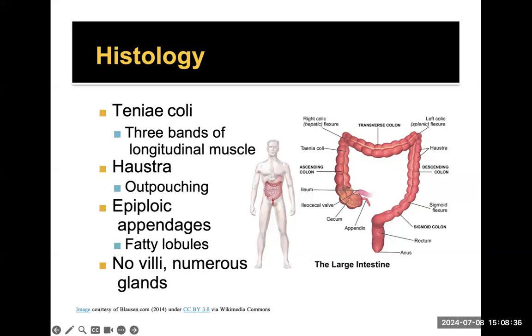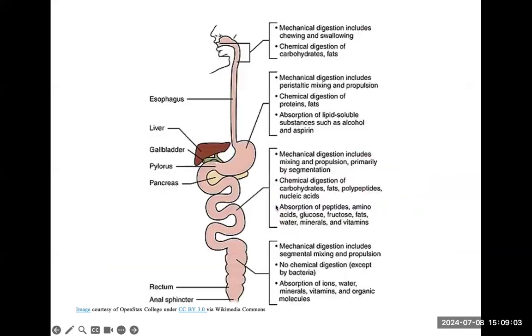Histologically speaking, in the large intestine, you have this band right there that you call the taenia coli. Basically, it's a band of longitudinal muscle that helps the contractions occur. You have what we call haustra, which are outpouchings, so you can see it kind of bubbles. The bubble itself is the haustra. Then you have epiploic appendages, which are basically fat lobules. And then in the large intestine, there's no villi, but tons of glands.